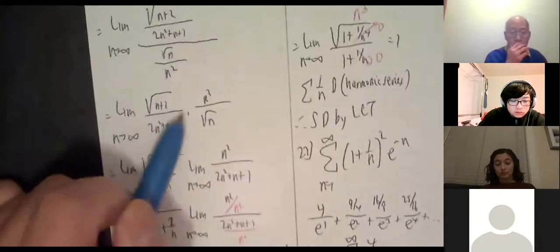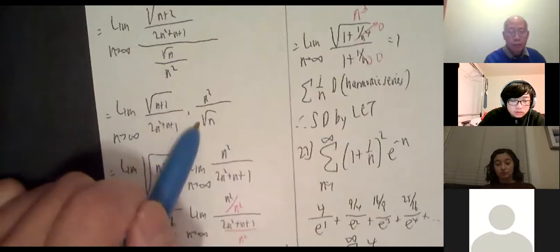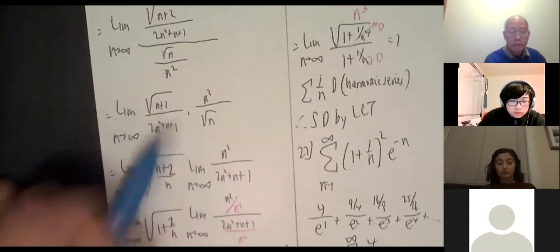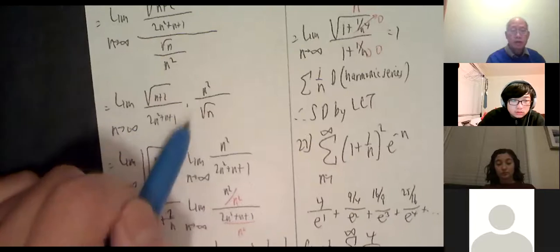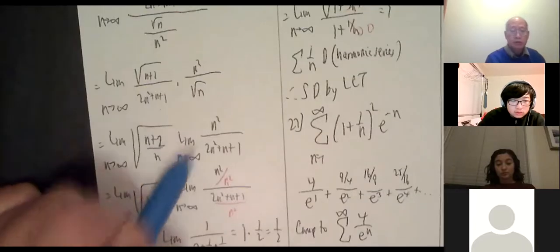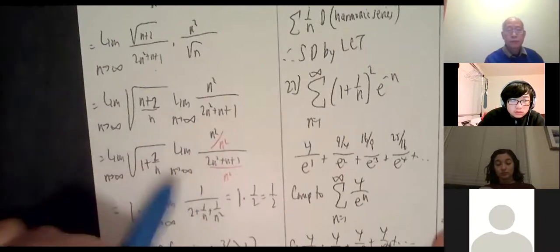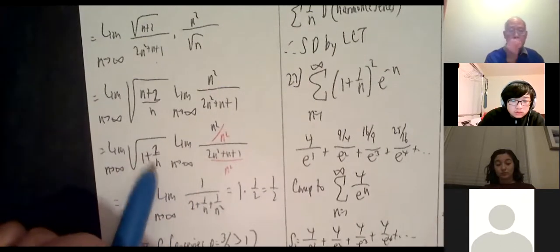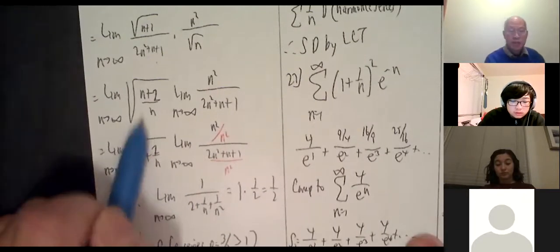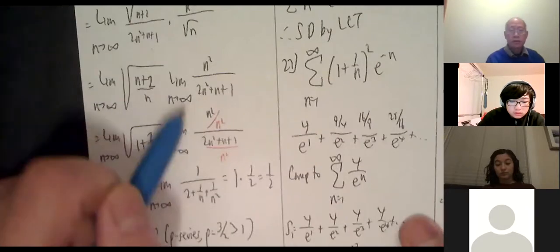Okay, the limit of a product is a product of limits. I will put these two together, radical n plus 2 over n, and put these two together, limit as n approaches infinity of n squared over 2n squared plus n plus 1. So this one's going to be 1. You can write it as 1 plus 2 over n.